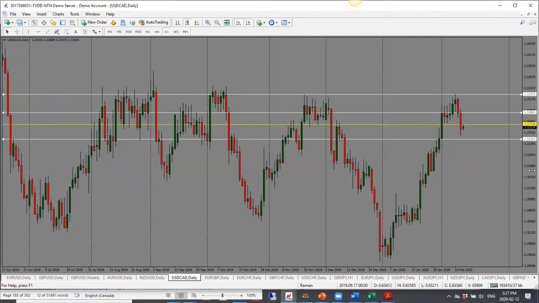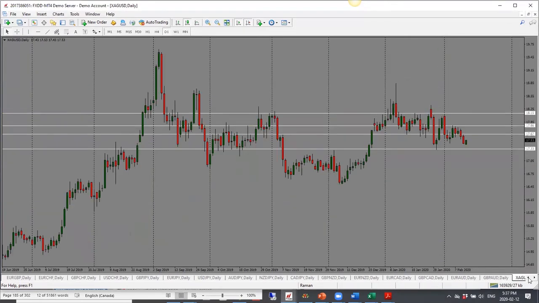And then dollar CAD here, we were looking for a drop yesterday. We got that. Bias is still bearish. Next target is 1.3220. And if it continues, we're looking at 1.3200. So bearish bias here for dollar CAD. Let's move to our commodities now.